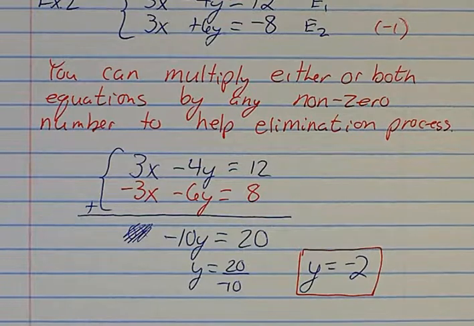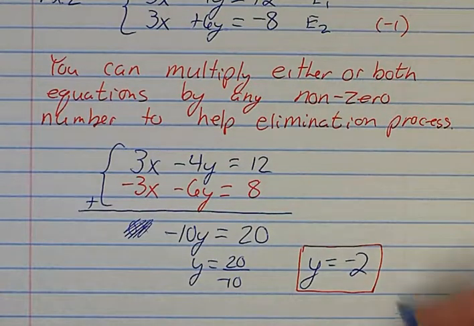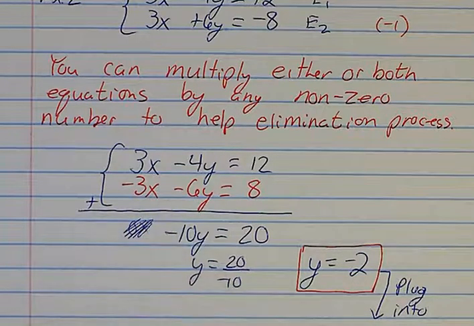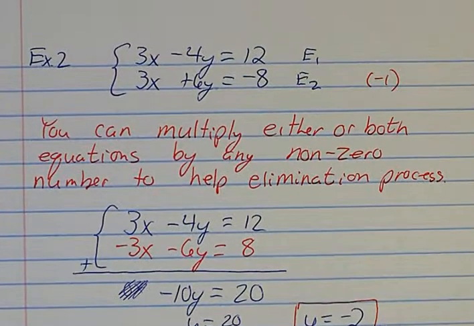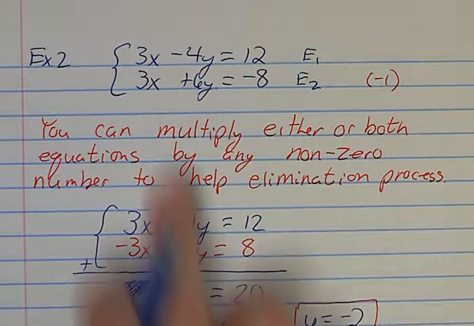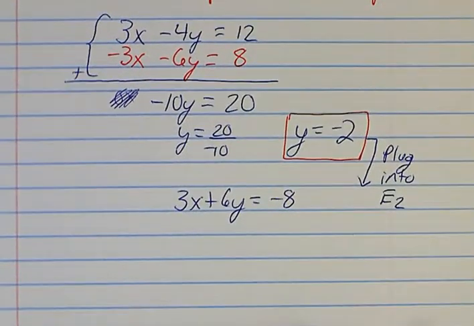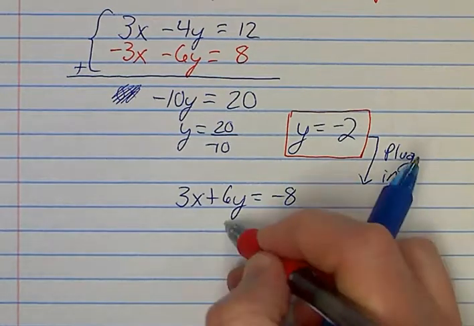Okay, now we're back to the exact same thing. You can take this y equals negative 2 and plug it into any one of the equations that you want to. You could even go back and plug it into the one where we had the negative 3x minus 6y. But most people like to go back to the original. What did we pick last time? Equation 1? Yeah, so this time we'll pick equation 2. So we got 3x plus 6y equals negative 8. If we plug that into equation 2, taking out the y, plug in negative 2.